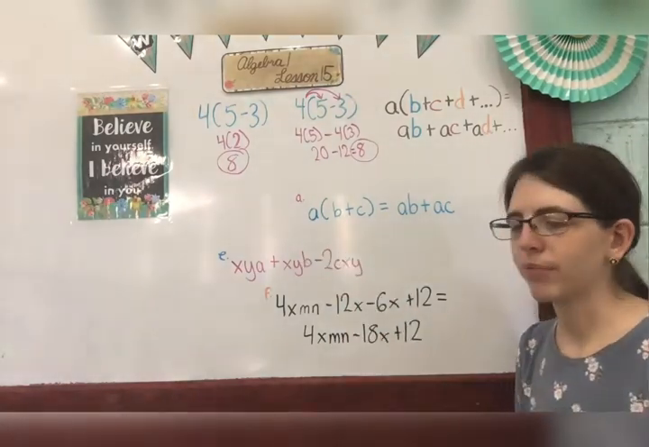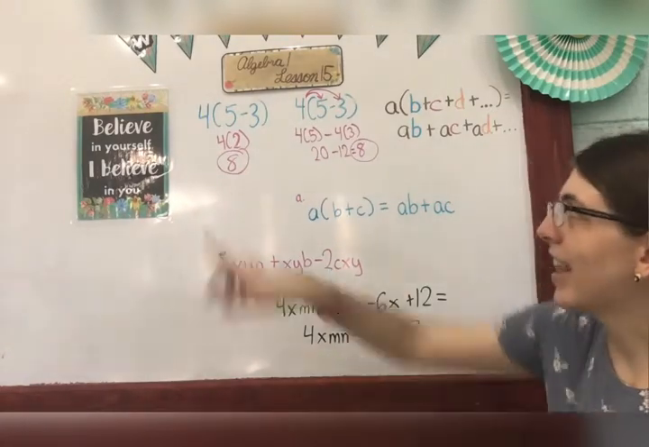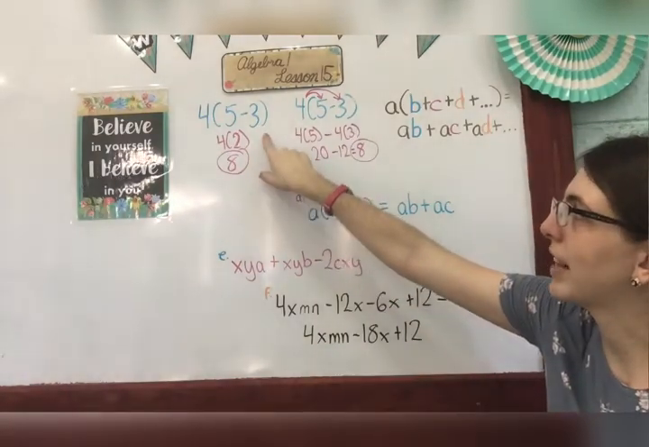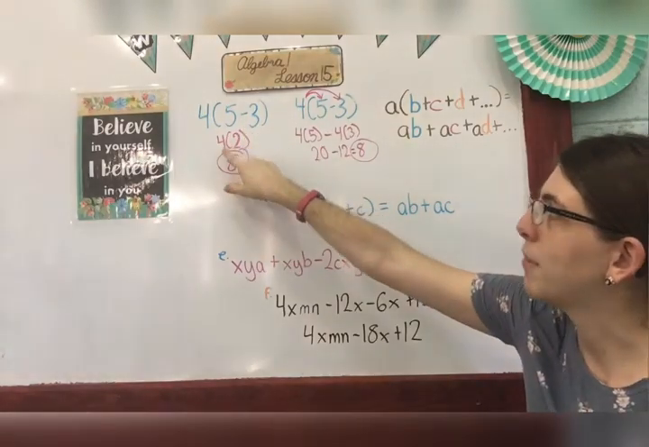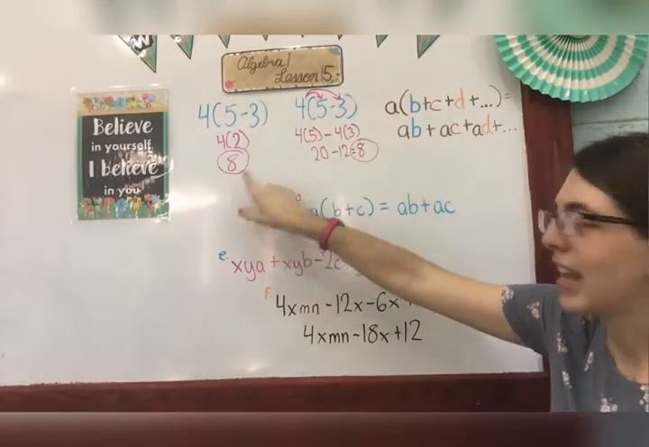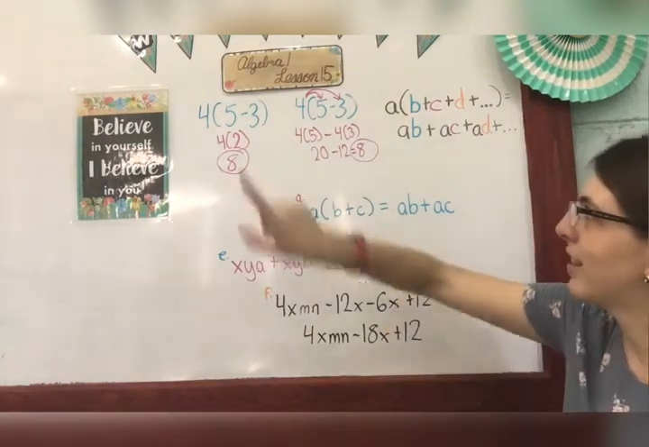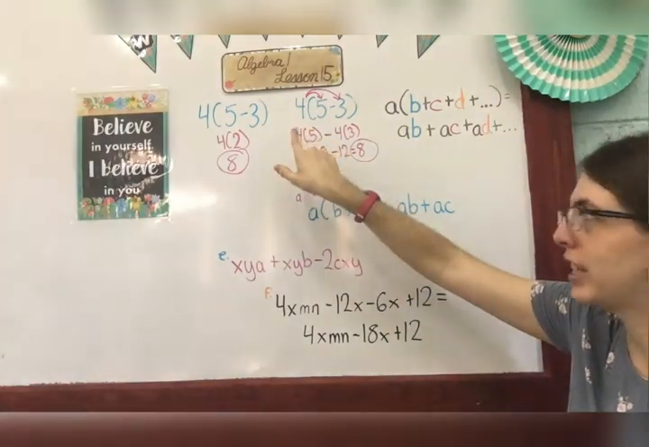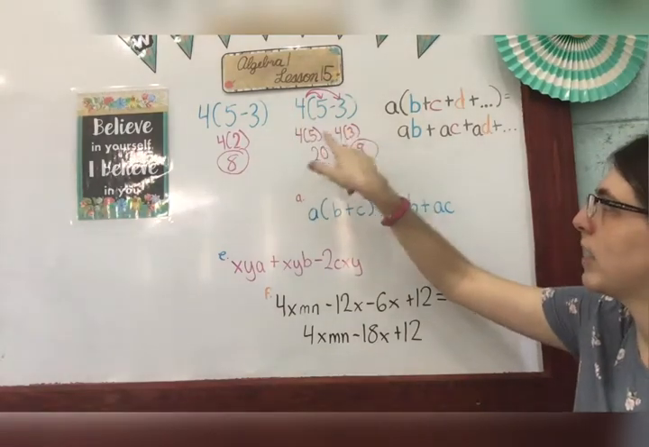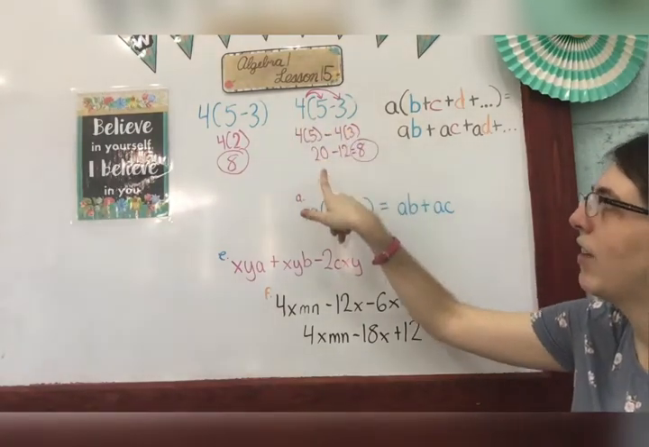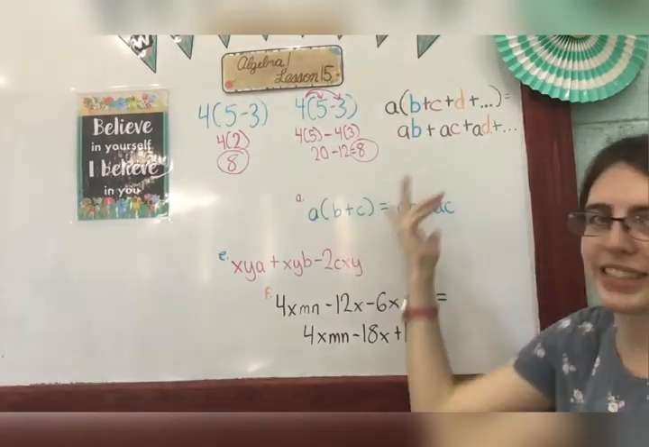Letter B is just this, 4 times 5 minus 3, doing the subtraction first, 5 minus 3 is 2, and then you're multiplying, 4 times 2 is 8. And then letter C was this one, where you're using the distributive property. You multiply first, 4 times 5 minus 4 times 3, 4 times 5 is 20, 4 times 3 is 12, then you do your subtracting, 20 minus 12 is 8.